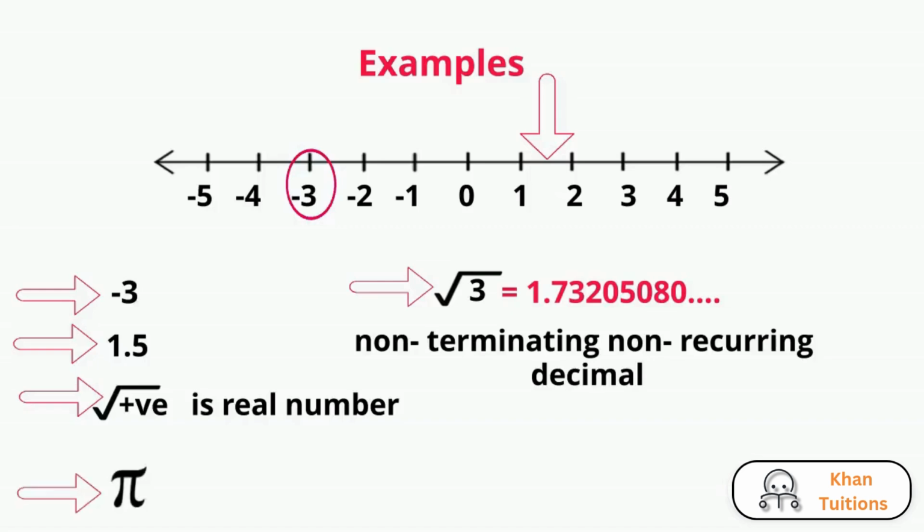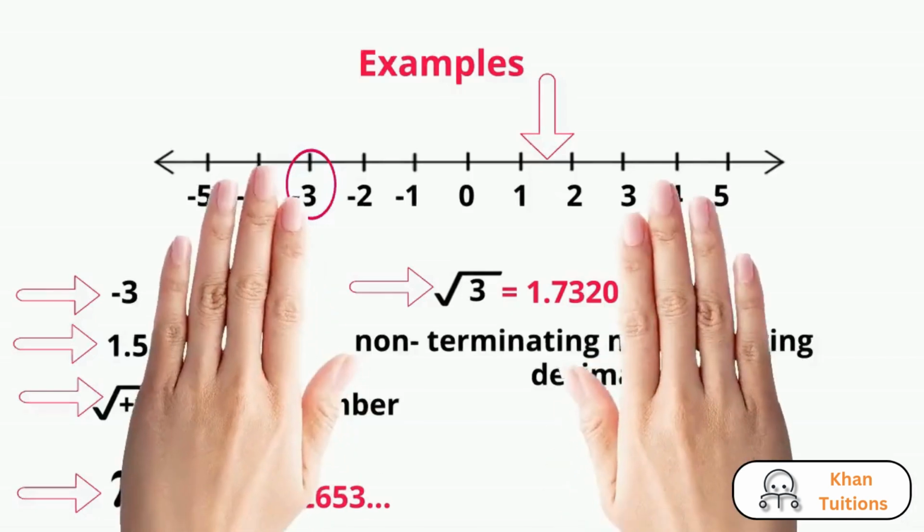The next is pi. It approximately equals to this. Pi is also a non-terminating decimal number and can be plotted on the number line and is a real number.